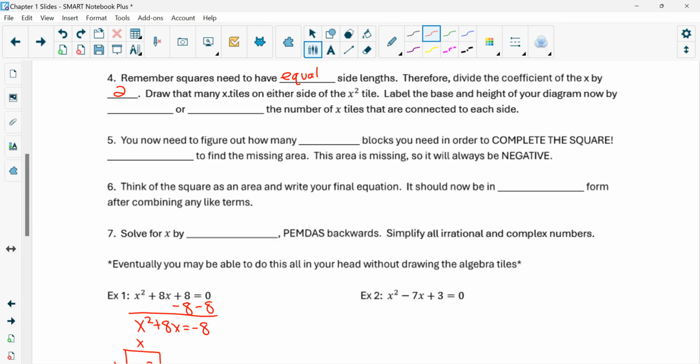And then you label the base and height of your diagram by adding or subtracting the number of x tiles that are connected on each side.